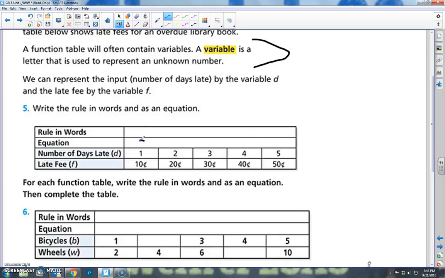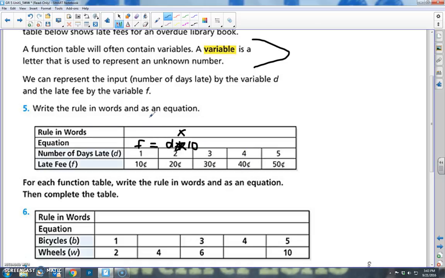So we're going to say F equals D times 10. Sorry, D times 10. D times 10. 1 times 10 is 10. 2 times 10 is 20. 3 times 10 is 30. 4 times 10 is 40.